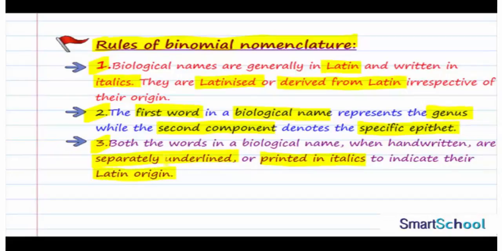Whenever a biological name is handwritten, both the words are separately underlined. This is very important. They are separately underlined, or they are printed in italics so as to indicate their Latin origin.